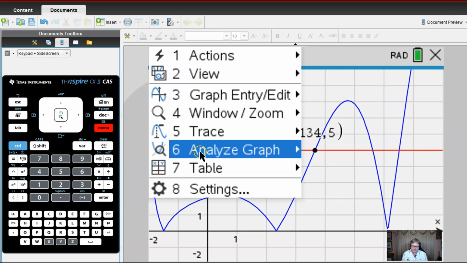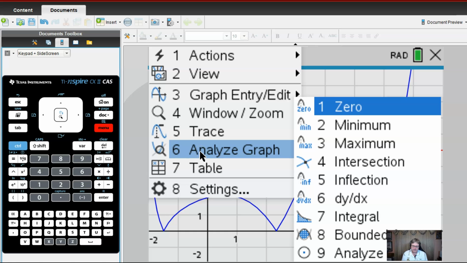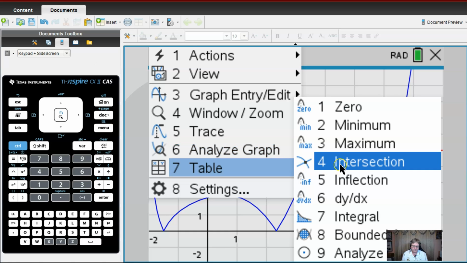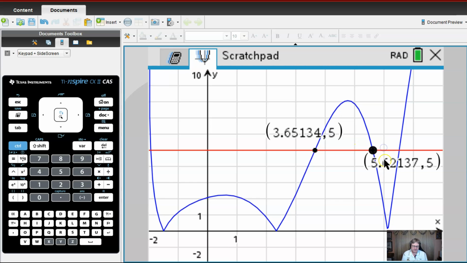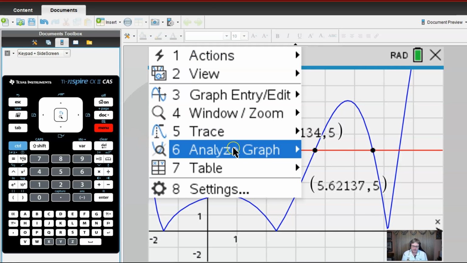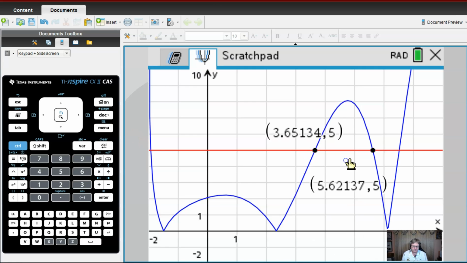And boom, our second answer. And let's go ahead and get one more here. Boom, a third intersection. Now notice there are 3 intersections, but poor 3.65 is going to get thrown away.